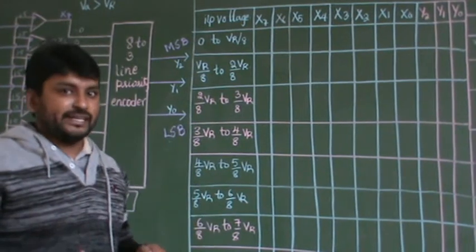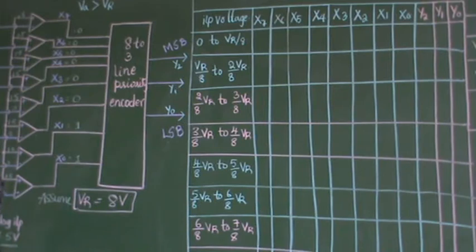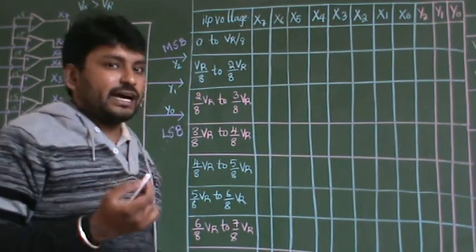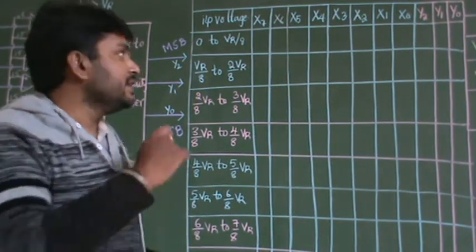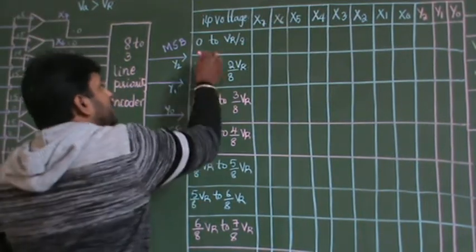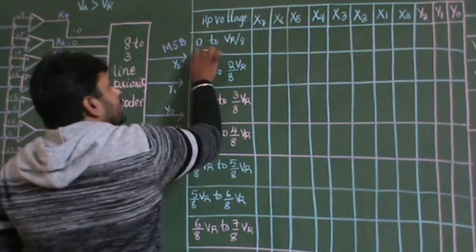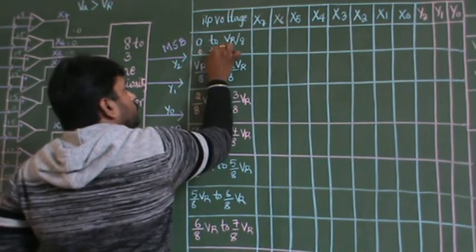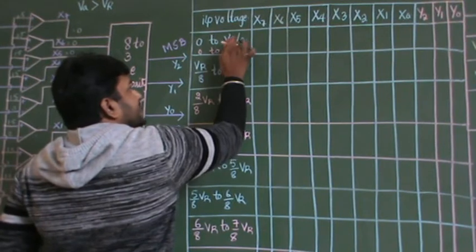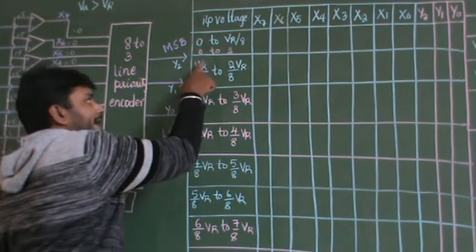How I have to write it depends upon the analog input voltage. The analog input voltage I have considered is 1.5 volts. And I have also told you that I have assumed VR as 8. So this value I can write as 0 to 1 volt, because 8 by 8 is equal to 1. So 0 to 1. Next, 8 by 8.